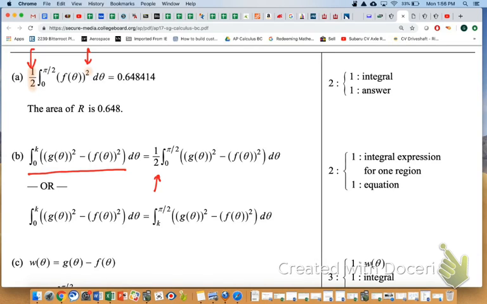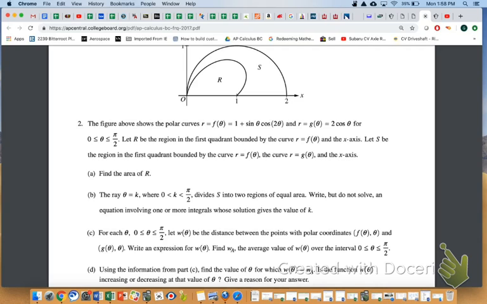Yeah. The question said you have to solve it, so the solution to the equation is k equals exactly this. I think it says set up but do not solve. Right. Can you go back to where it shows the question? Right, but do not solve an equation involving one or more integrals. The solution gives the value of k. Yeah, so if you found the solution, you would know what k is, but it doesn't tell you that you actually have to find it.